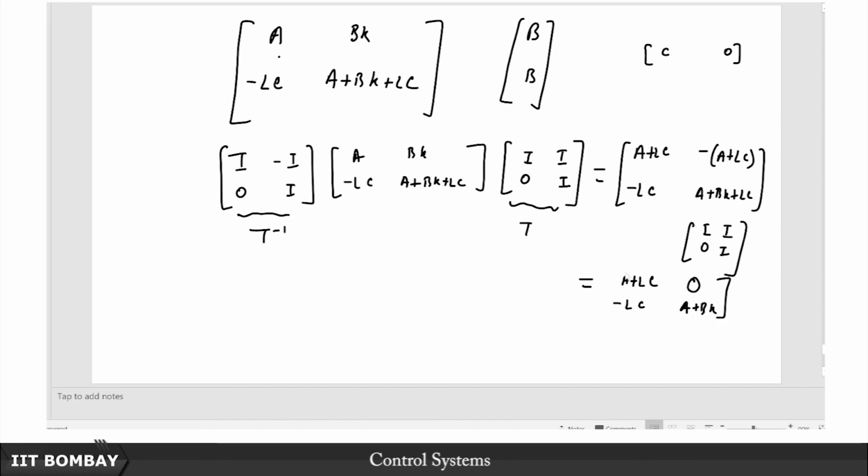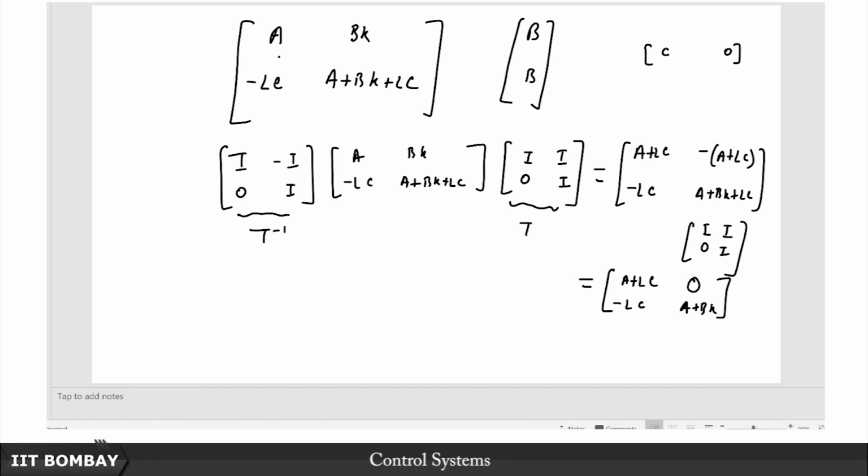Now from this, if you are a little familiar with eigenvalues and eigenvectors of block triangular matrices, you would immediately see that the eigenvalues of the overall 2n state system are nothing but the eigenvalues of A plus LC and the eigenvalues of A plus BK, that is, the controller and observer poles sitting together.